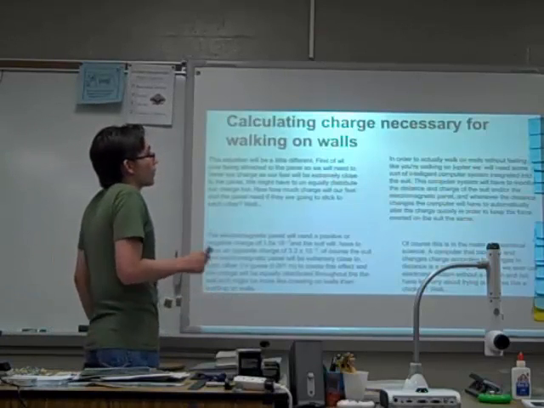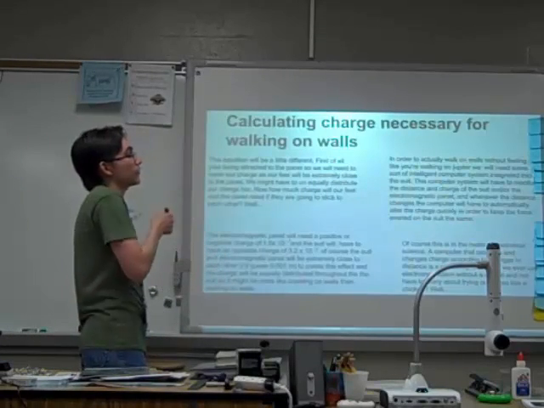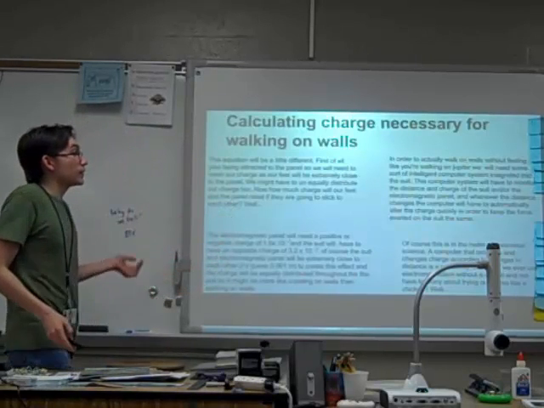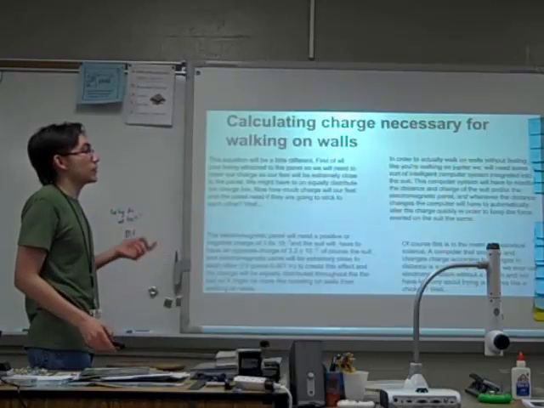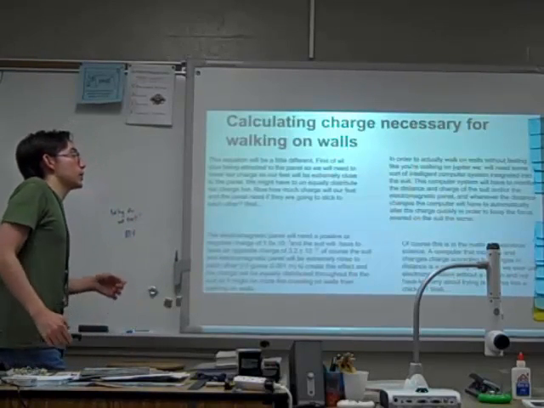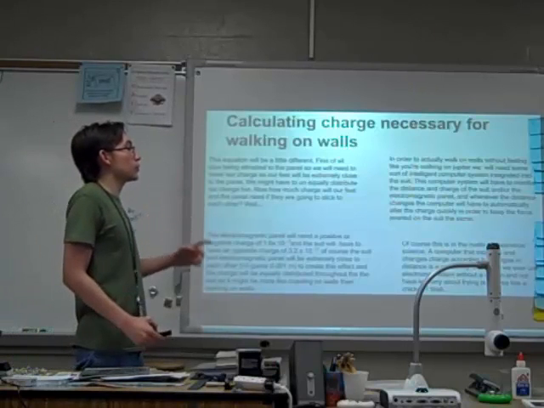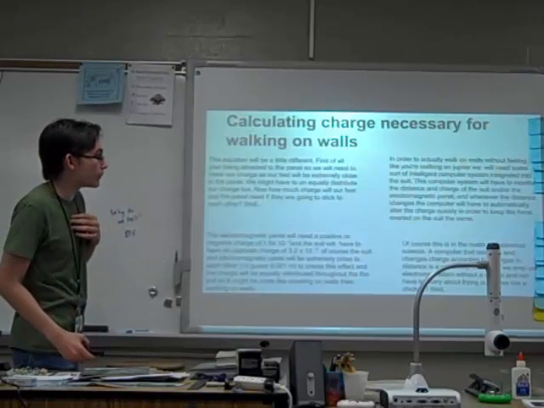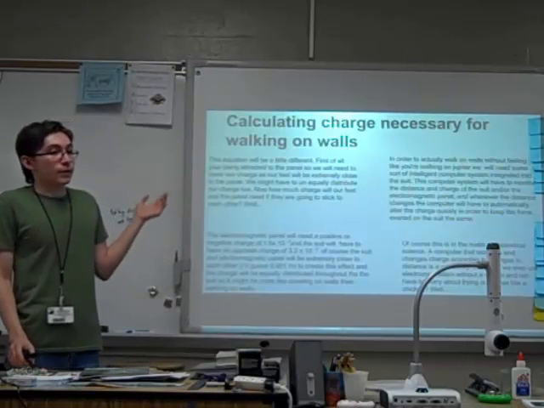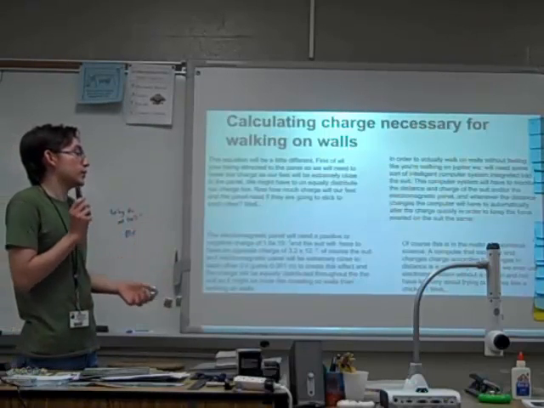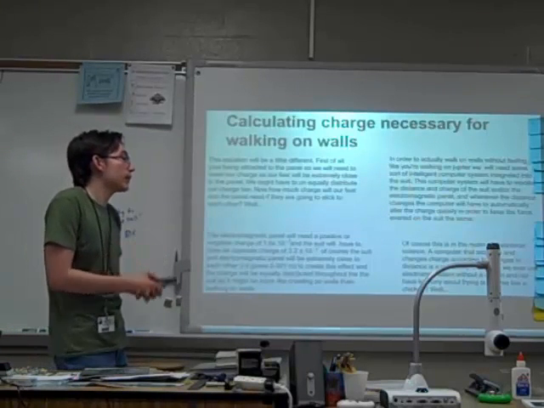In order to actually walk on walls without feeling like you're looking at Jupiter, we'll need some sort of intelligent computer system integrated into the suit. This system will have to monitor the distance and charge of our suit and the electromagnetic panel. And whenever the distance changes, the computer will have to automatically alter the charge quickly in order to keep the force exerted on the suit the same. Of course, this is in the realm of theoretical science. A computer that monitors and changes charge according to changes in distance is a bit of a possibility.